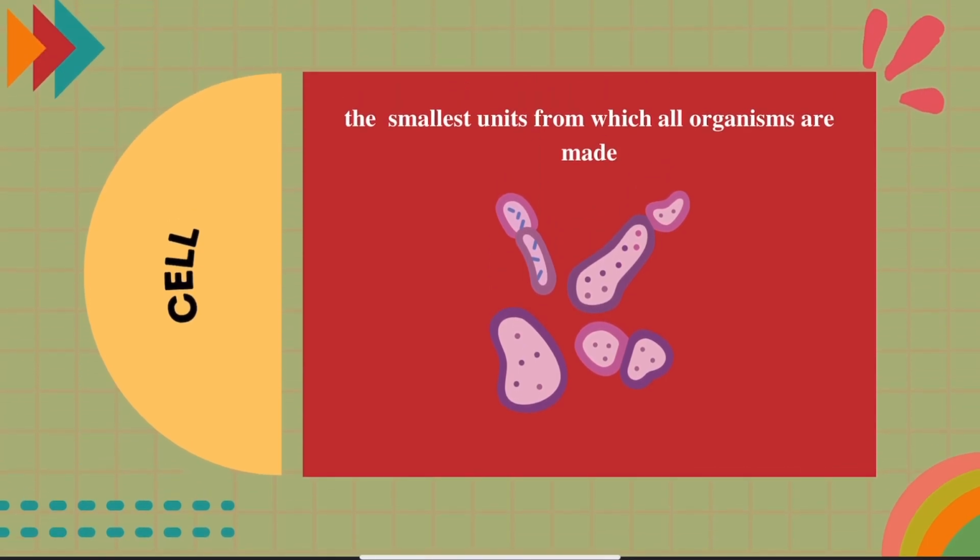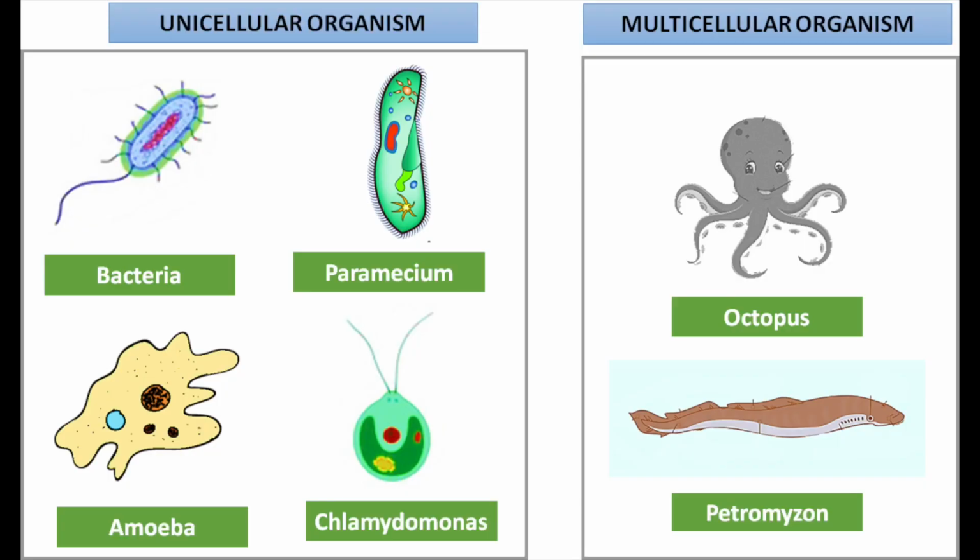Let us now define cells. Cells are the smallest units from which all organisms are made. If you still remember the term unicellular and multicellular, these will all vary from one species to another. Unicellular are organisms that can survive with one cell only. For example, you have your bacteria.